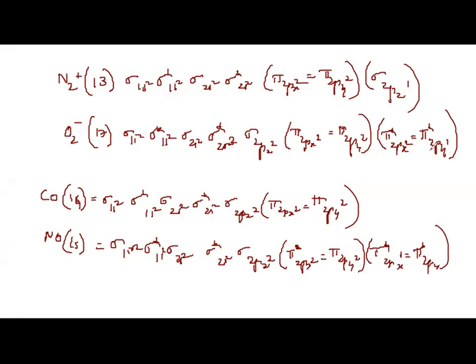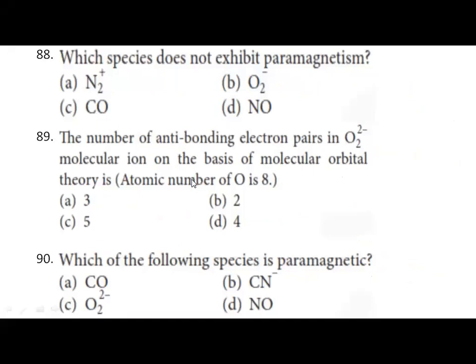The ones having an unpaired electron are paramagnetic. CO has 14 electrons, and there is no unpaired electron in its molecular orbitals. Therefore, it does not exhibit paramagnetism. So CO does not exhibit paramagnetism.